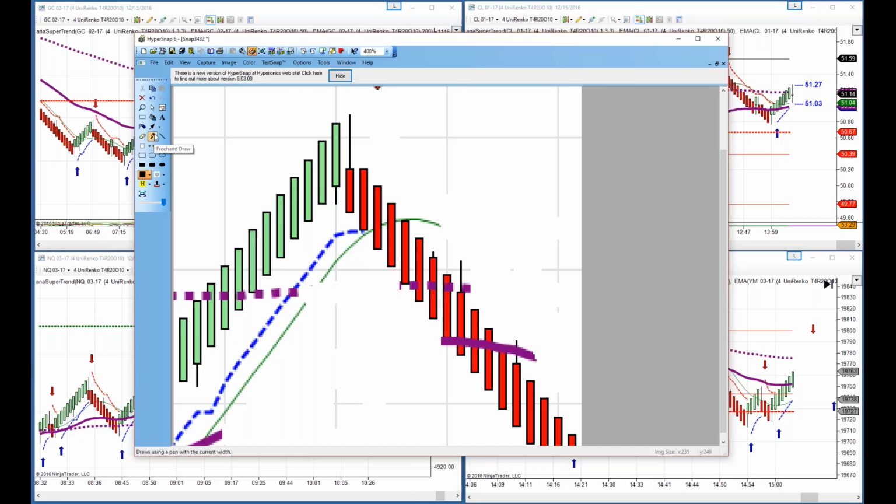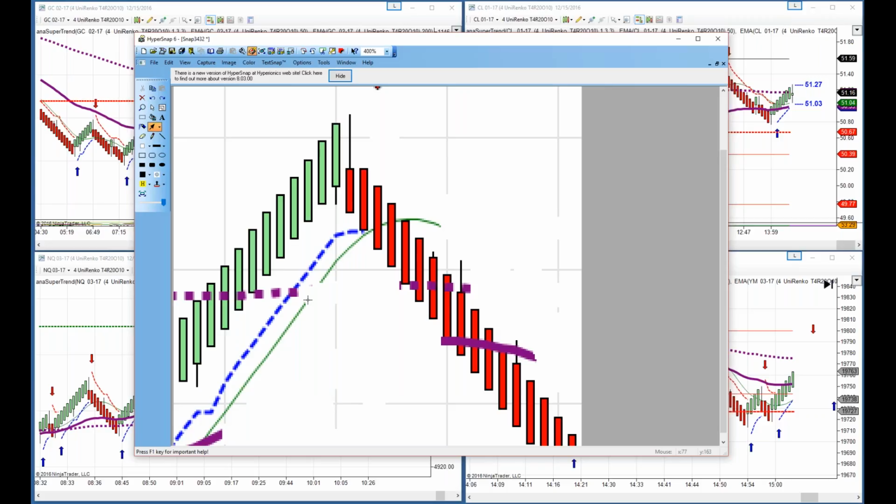So right here, we have a blue dash line. And the reason we have that blue dash line is because a blue arrow appeared. This blue dash line, which we will talk about in a few minutes, will follow the bars up.